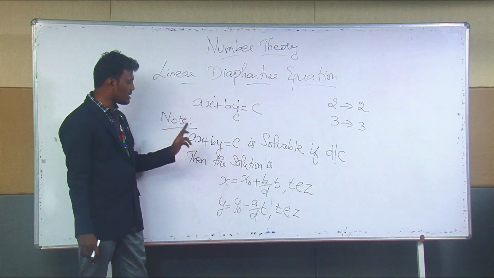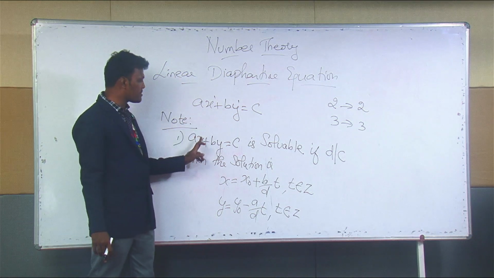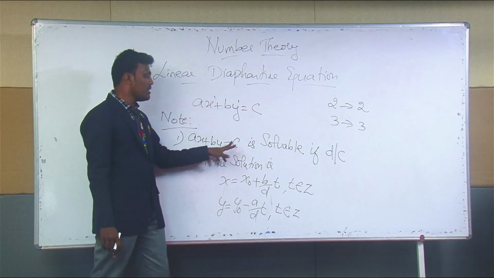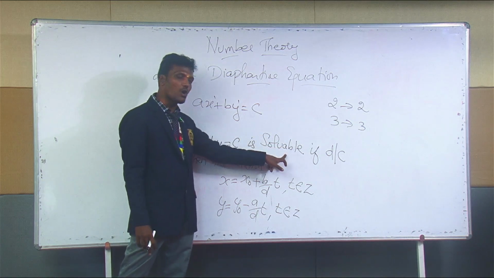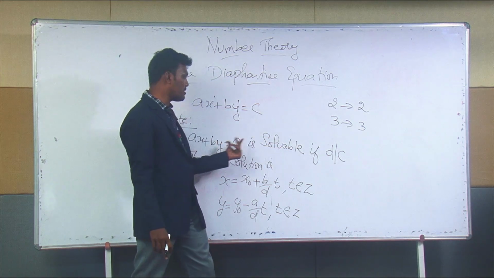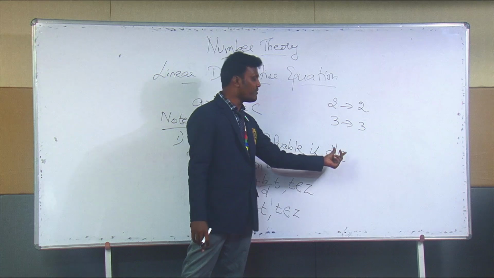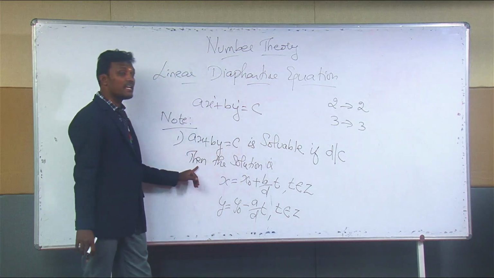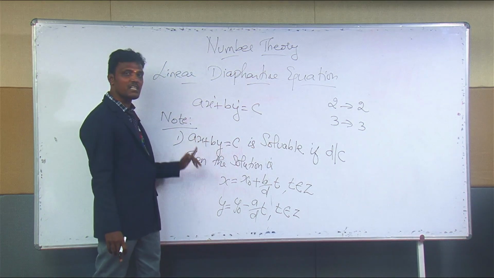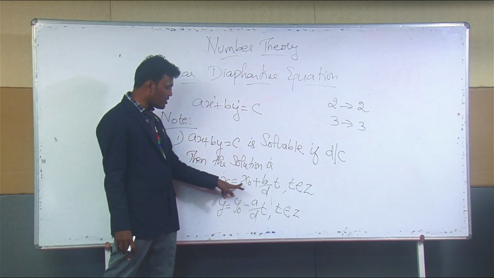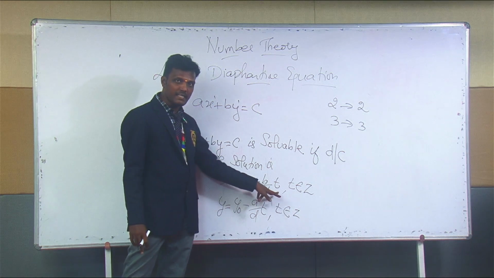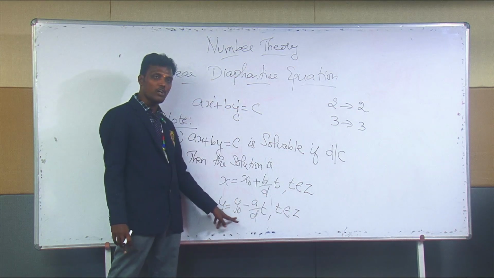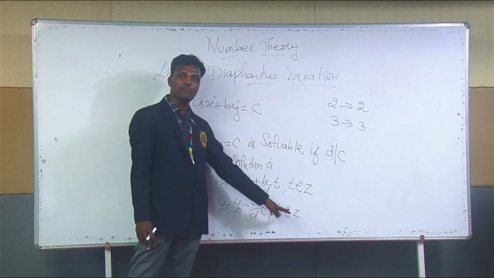Once again I repeat the concept. The linear Diophantine equation general form is ax plus by equal to c. You have to first check whether it is solvable or not. How to check whether it is solvable: d divides c. If this condition is satisfied, you can say this equation is solvable, then the solution exists. The solution of this linear Diophantine equation is x equal to x naught plus b by d into t, where t belongs to z, z is the integers, and y equal to y naught minus a by d into t, t belongs to z.